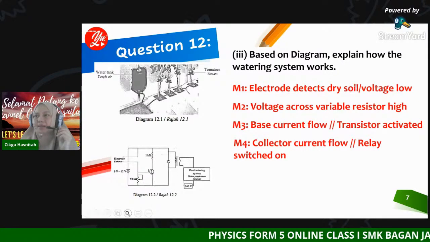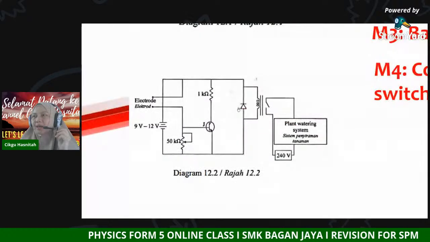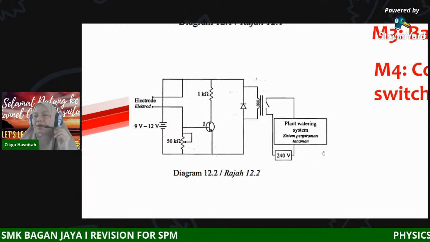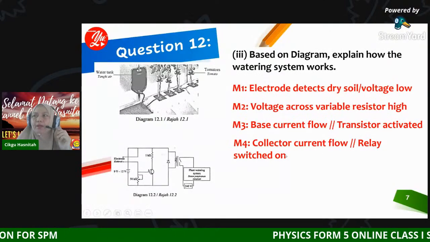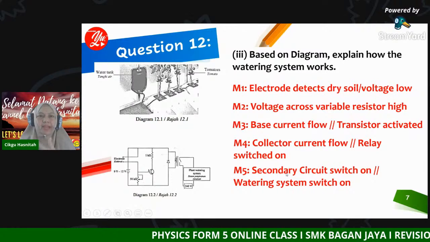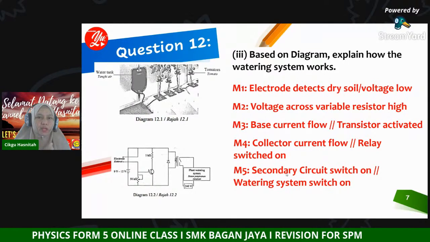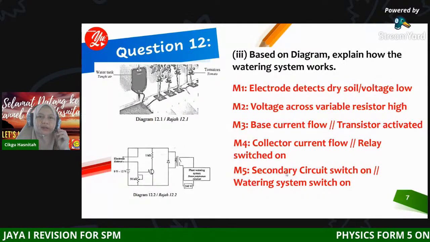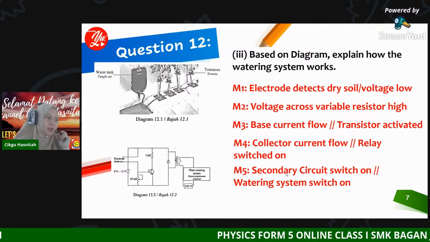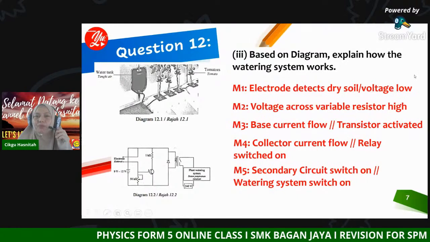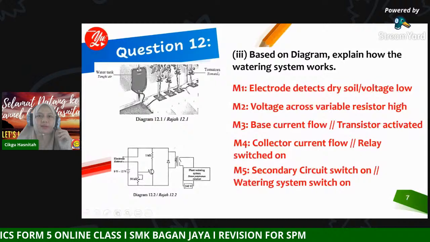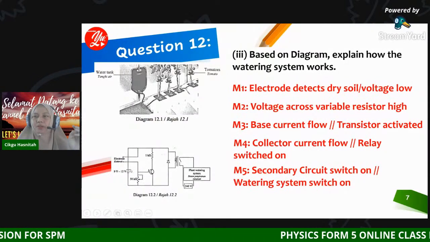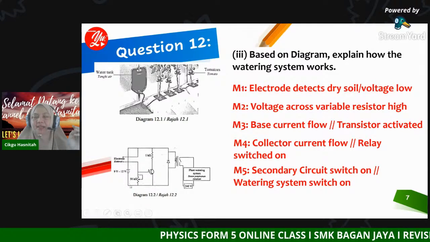Okay, you can see that the circuit is connected to a relay switch here, and this is the secondary switch, which is connected to the plant watering system. So when the relay switch is switched on, it means that the secondary circuit will switch on. Or you can say the watering system switch on. Okay, so this is how we write the explanation. We begin with the electrode. It detects dry soil, meaning the voltage above is lower, so the voltage at the base is greater.